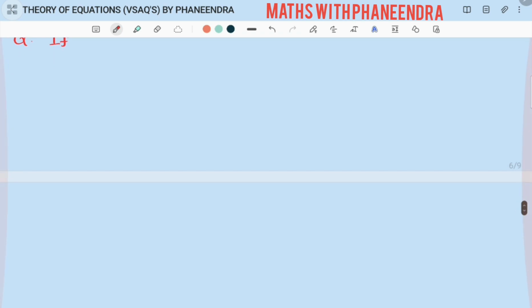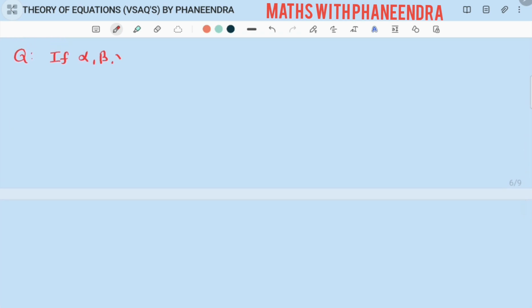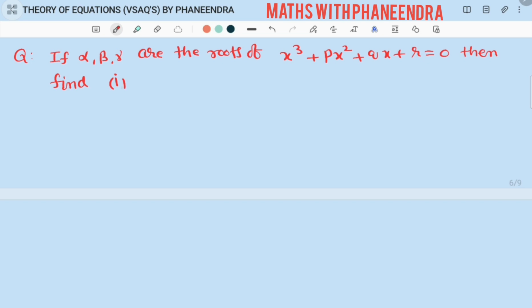If alpha, beta, gamma are the roots of x cube plus p x square plus q x plus r equal to 0, then find, first question, sigma alpha square. Second question, sigma alpha cube. So both are good questions conceptually. This type of question we may expect in competitive exams also, dear students.